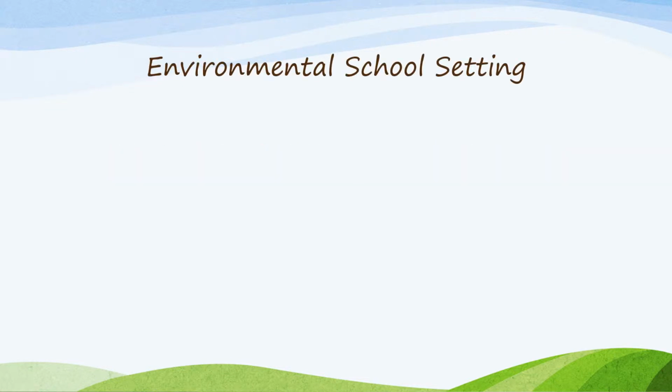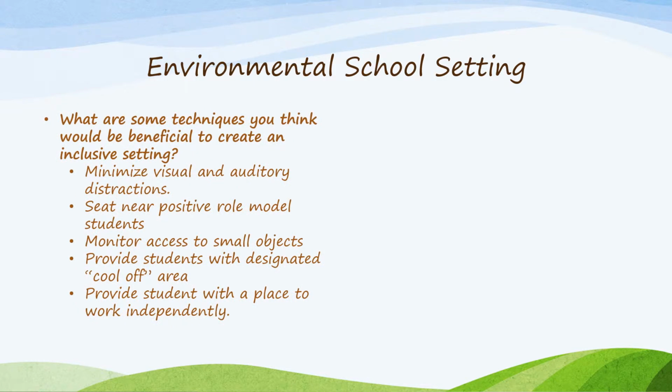So let's take a look at the environmental school setting. What are some techniques that you use or that you could think would be beneficial to create an inclusive setting? Of course, it came up with the answer already, but I hope you had something written down on your questionnaire. These are just some of the topics that you can use in your classroom. One of the things is to minimize visual and auditory distractions. This could be by not having a lot of posters or using headphones when you have students working on projects that may include video or sound.